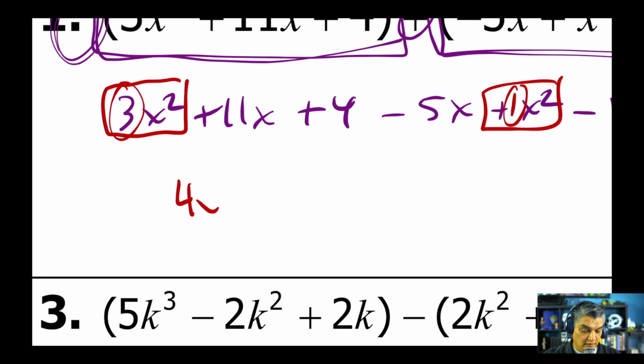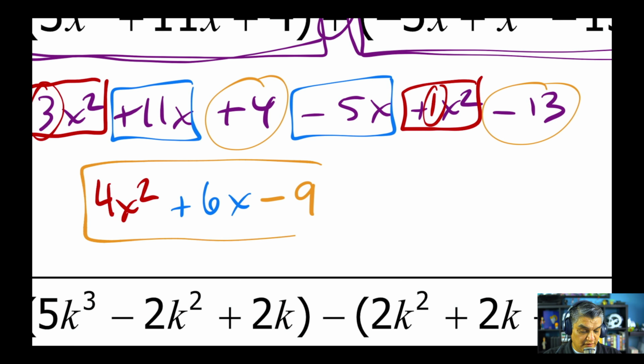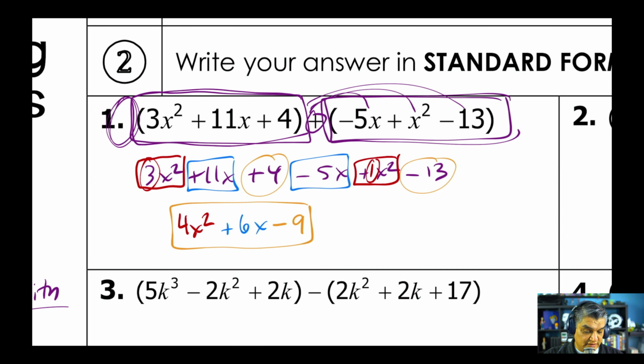Now let's look at the x to the first power, 11x minus 5x. So 11 minus 5 is plus 6x. And then the last one, positive 4 minus 13. So 4 minus 13 is negative 9. And there you go. I combined like terms, and it is in standard form. Highest exponent to lowest. Easy? Too easy, right? Do I need to go over more? Should I go over a subtraction? Do you need time to copy this?